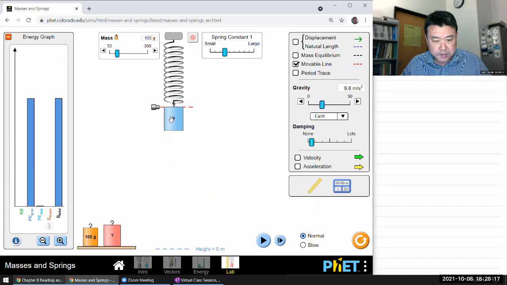And you can almost see that here. Let me, in slow motion, run the simulation and watch what happens with the kinetic energy. So as this, and actually let me get rid of damping.